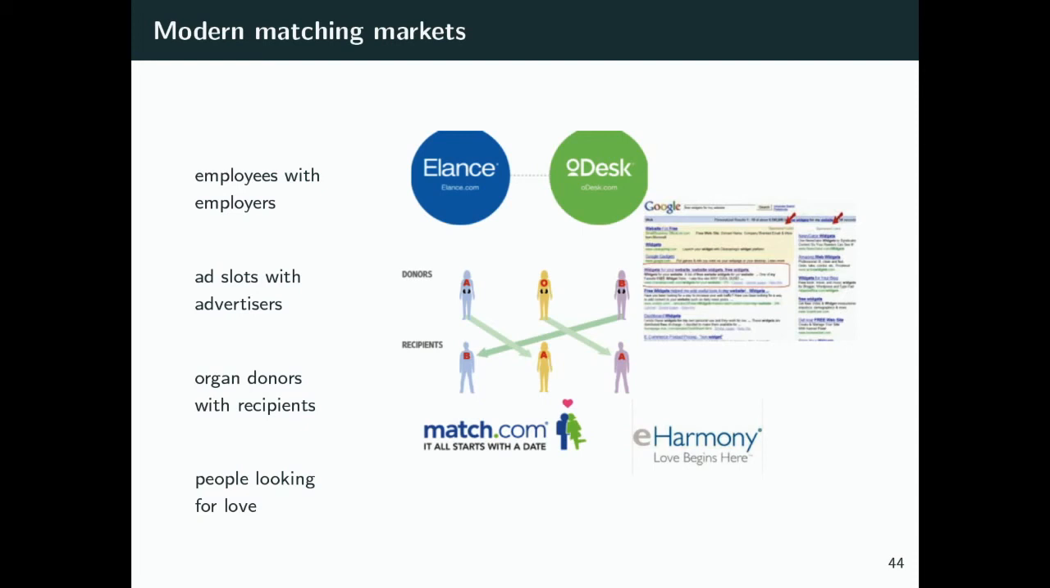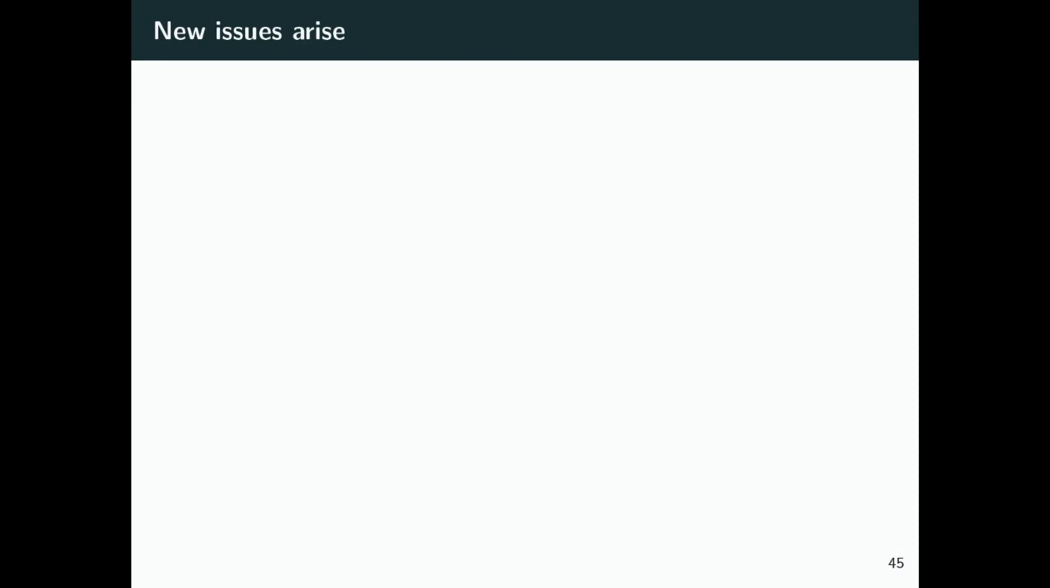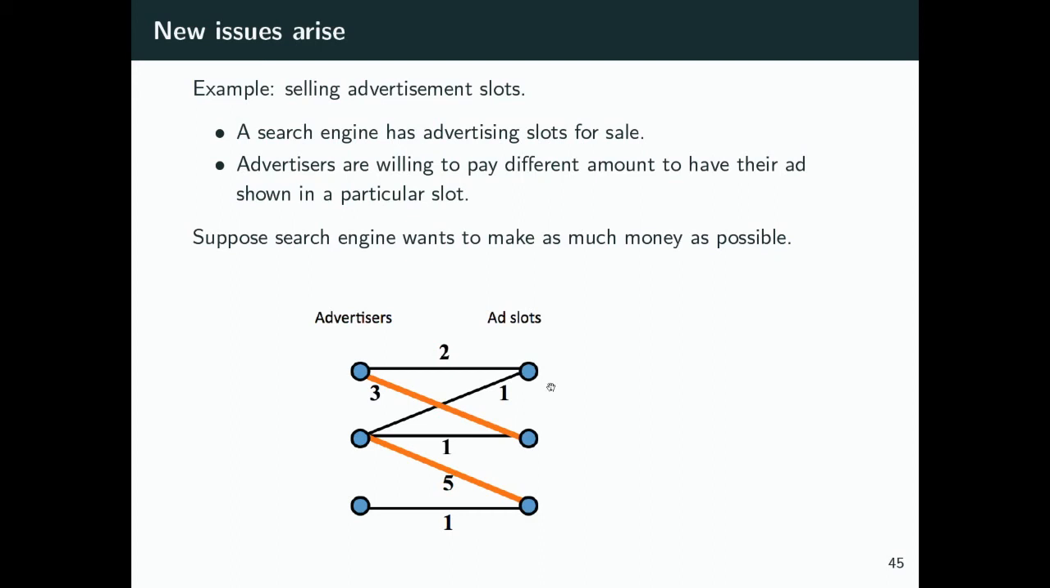So I just want to explain a little bit about some of the new issues that arise in these modern settings. Let's go back to the example of selling advertising slots. Suppose you have a search engine with advertising slots for sale, and a set of advertisers, and the number on the edge is how much it's worth to the ad, or how much the advertiser is willing to pay to have their ad shown in this particular slot. From the perspective of the search engine, who's trying to make money, they would like to find a maximum weight matching here and basically just charge those advertisers those numbers.